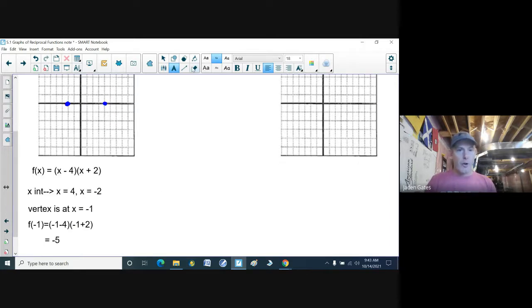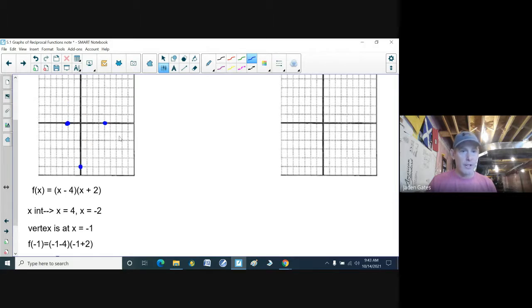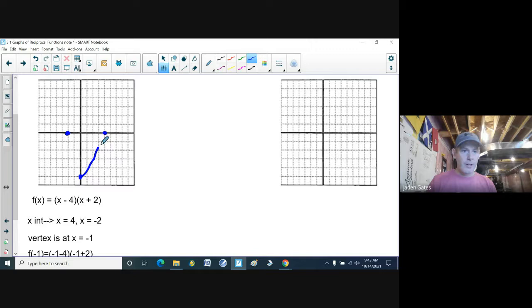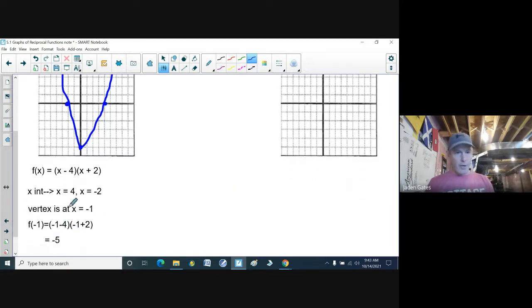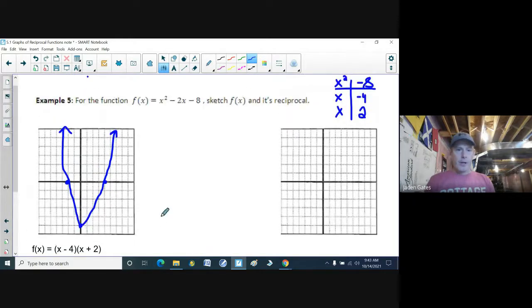All right. So I'm going to plot my other dot. Let's see here. We're going to fit it on there. 1, 2, 3, 4, 5. Yeah, I can. Beautiful. All right. So there is a sketch of my quadratic here. Just making sure I get that right number. Yep, -5. Okay.